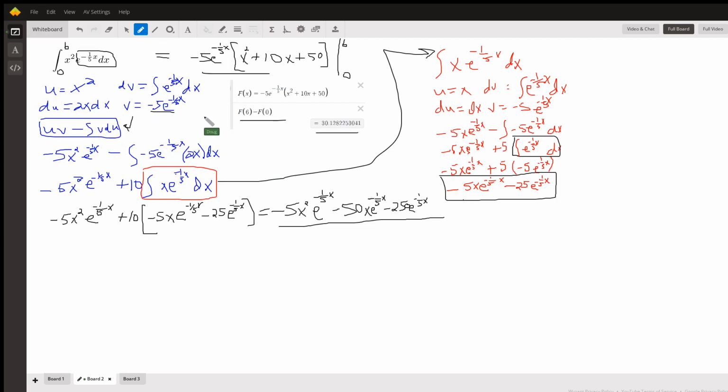Okay, there you go. Hope that helped. Pause, take some notes if you need to. Integration by parts twice is what was required.